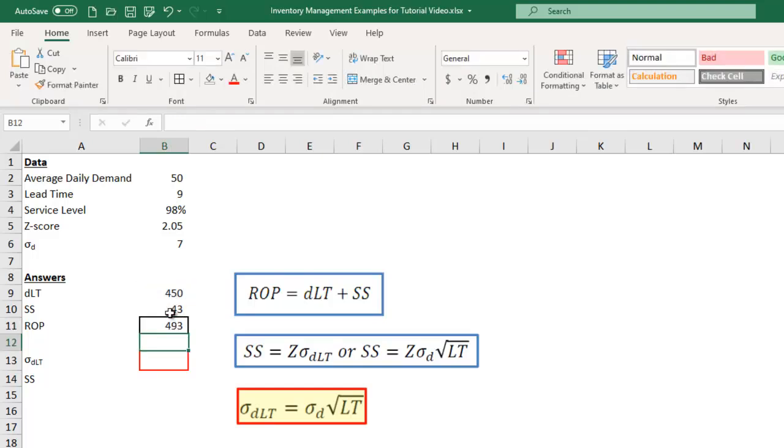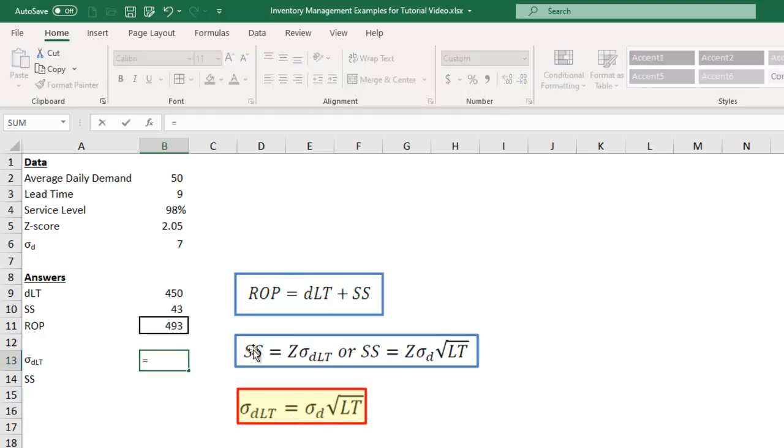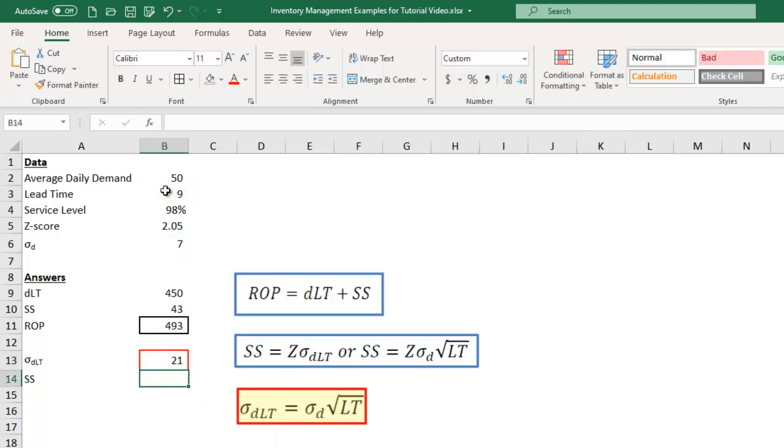and that gives us 493. Now again, as I mentioned before, you may get asked to compute the standard deviation of demand during the lead time period. To do so, we take the standard deviation of demand, which is 7, times the square root of the lead time, which is 9. Again, we're using cell references in all of our formulas, and we get 21.